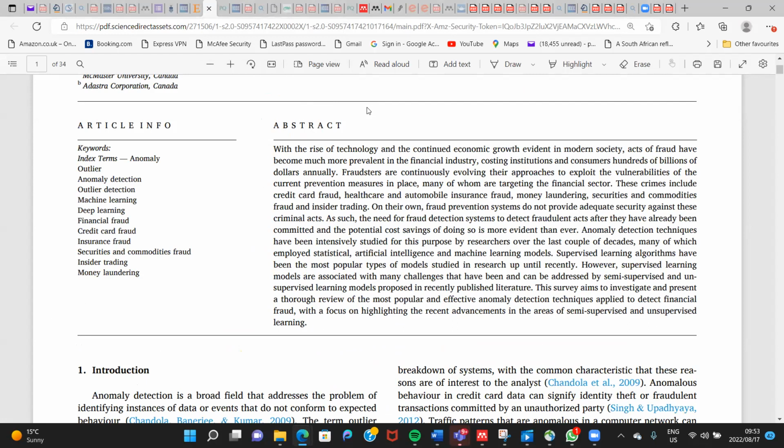There's another paper that looks like it's an IEEE Access. Let me stop sharing then.